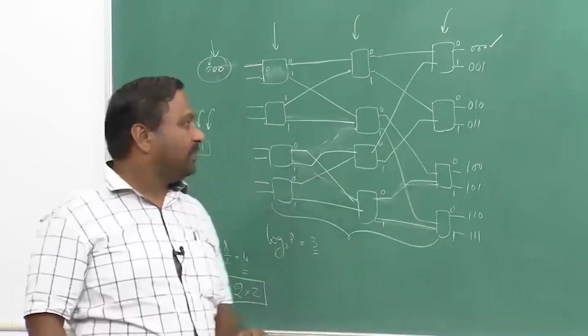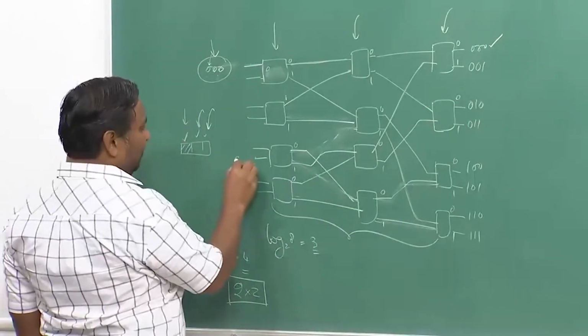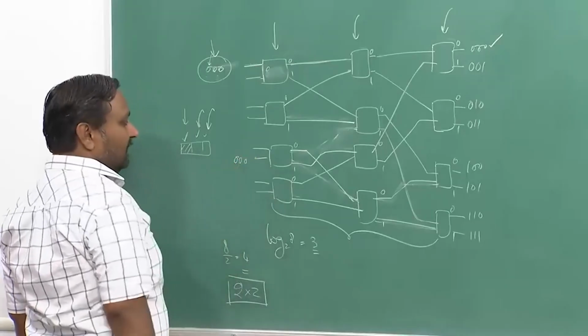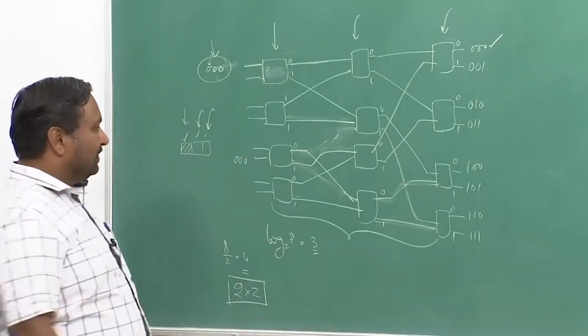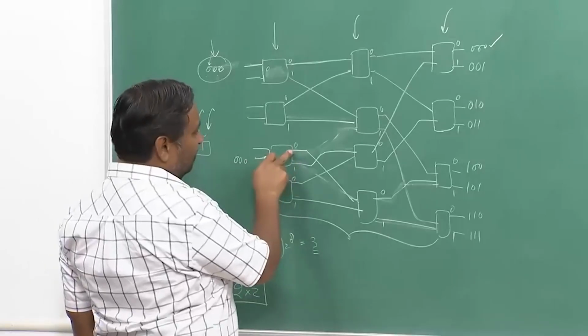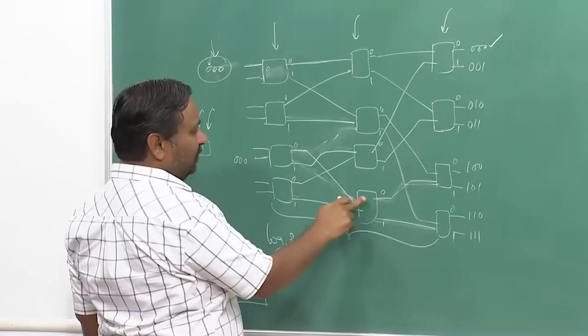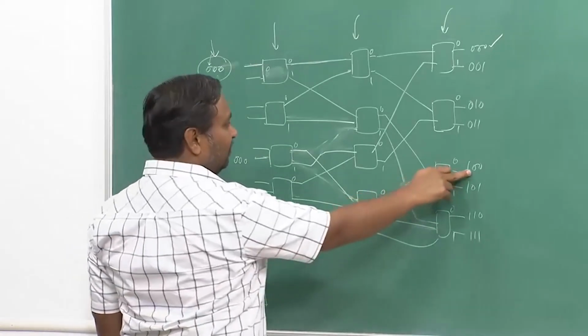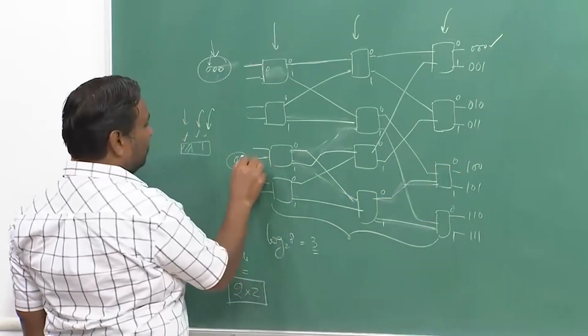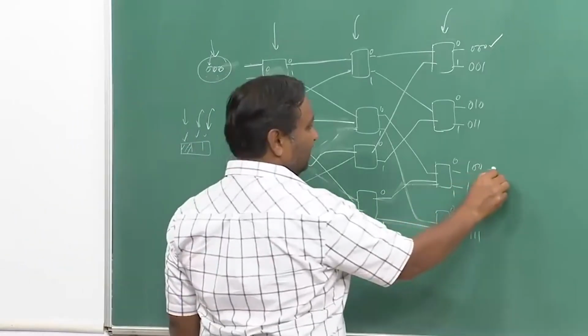But if I insert the same tag here, then what is going to happen? This one will now be routed to the upward thing which will come here. So the first 0 will bring it here, the second 0 will bring it here, and the third 0 will bring it here. So this 0 0 0 when inserted here will actually reach here.